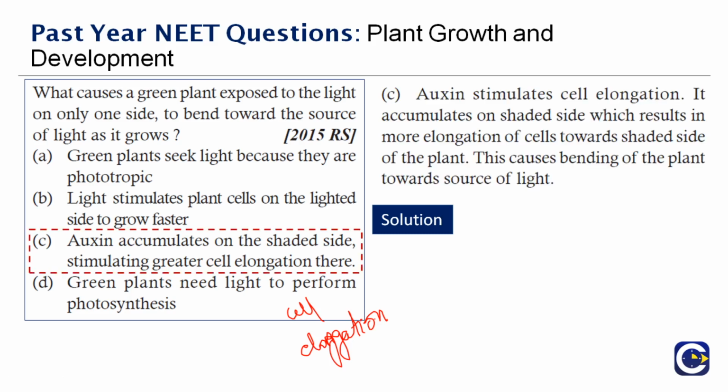Very easy question. When there is more accumulation on one side, what happens automatically? When it cannot bear the weight, it will droop down. So this causes a bending of the plant towards the source of the light. Therefore the correct answer is option C.